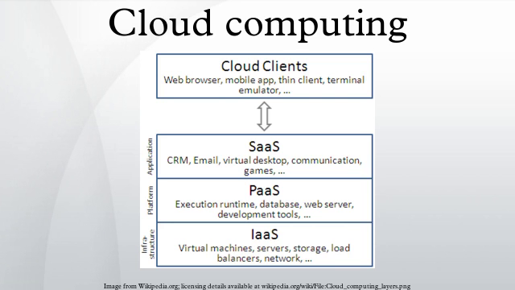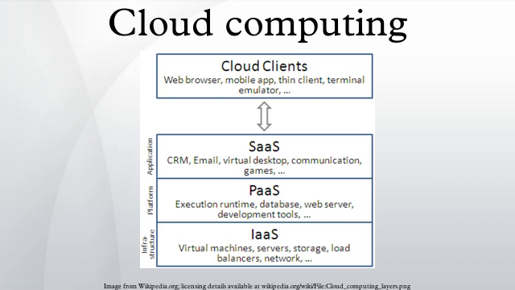In the SaaS model, cloud providers install and operate application software in the cloud and cloud users access the software from cloud clients. Cloud users do not manage the cloud infrastructure and platform where the application runs. This eliminates the need to install and run the application on the cloud user's own computers, which simplifies maintenance and support. Cloud applications differ from other applications in their scalability, which can be achieved by cloning tasks onto multiple virtual machines at runtime to meet changing work demand.